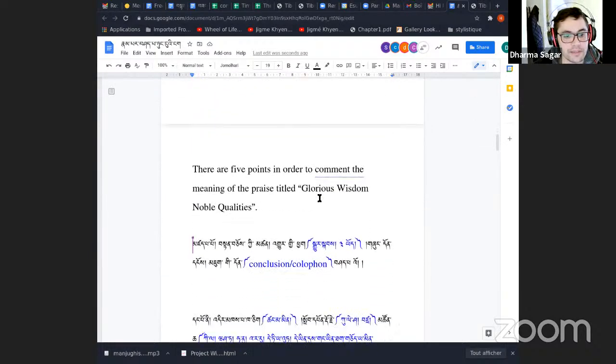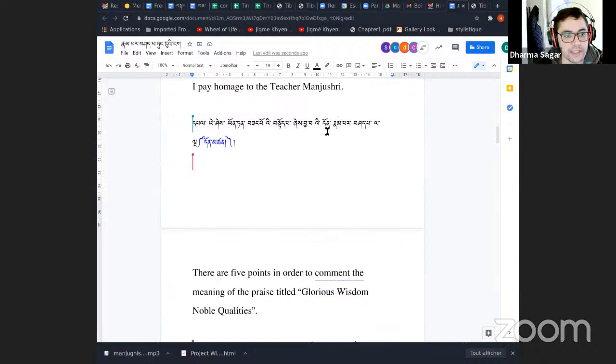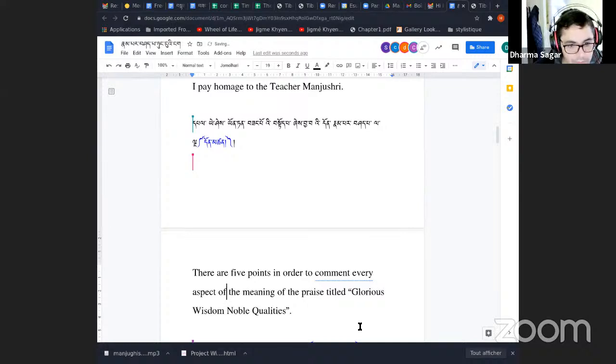But in this context, in this sentence here, Shepa is used as the verb. So it is: in order to comment on, in order to explain every aspect of the meaning. Nambar Shepa, we could put it that way: in order to comment on every aspect of the meaning. Then we have all the elements of the sentence.